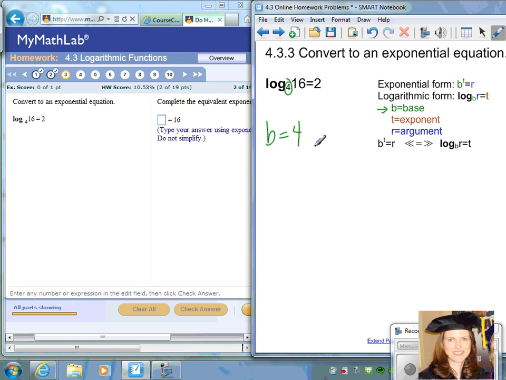That's our base. The exponent is 2. T is equal to the exponent 2. And then the argument r is equal to 16. Log base 4 of 16 equals 2. That's the same thing as saying the base of 4 raised to the power of 2 equals 16.